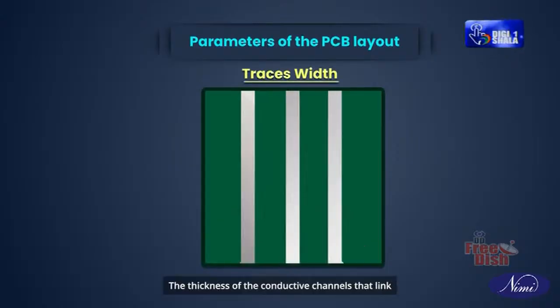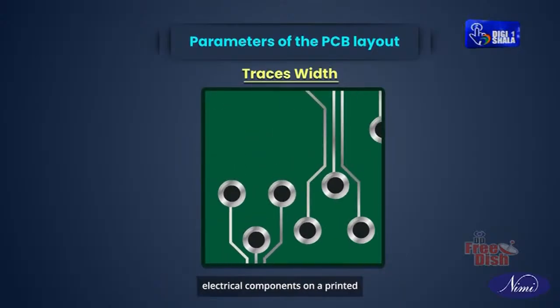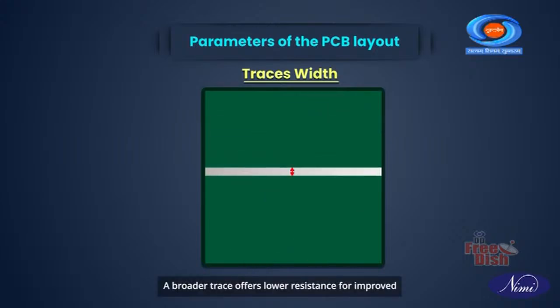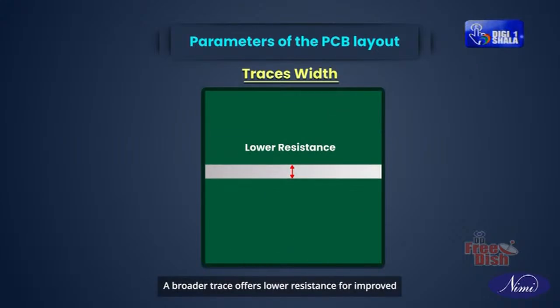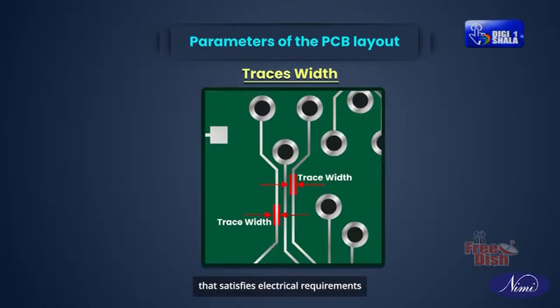Trace width. The thickness of the conductive channels that link electrical components on a printed circuit board is called trace width. A broader trace offers lower resistance for improved signal integrity and can carry higher currents without overheating. Selecting the right trace width is essential for creating a dependable circuit that satisfies electrical requirements while considering manufacturing capabilities and space restrictions.